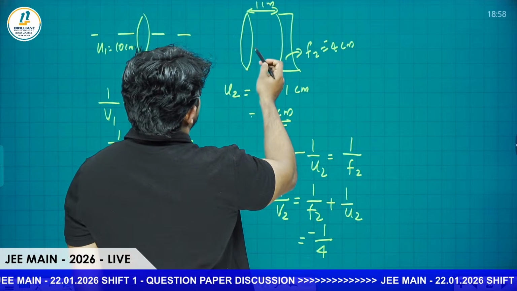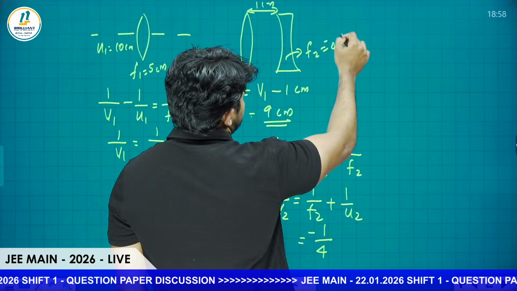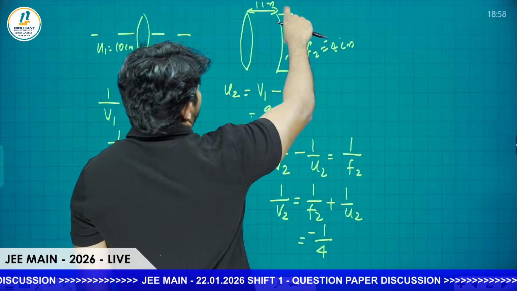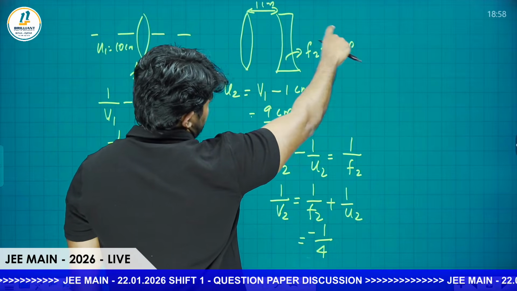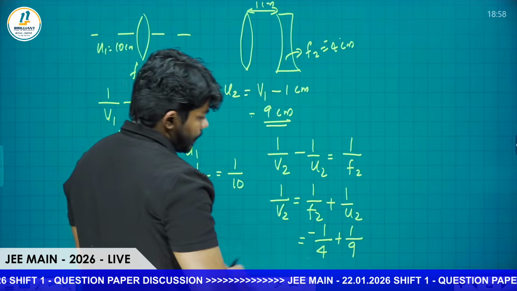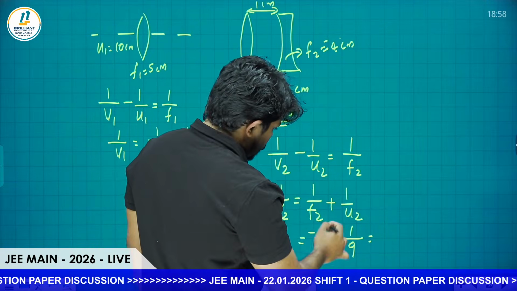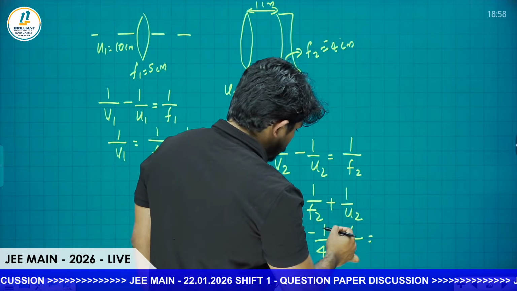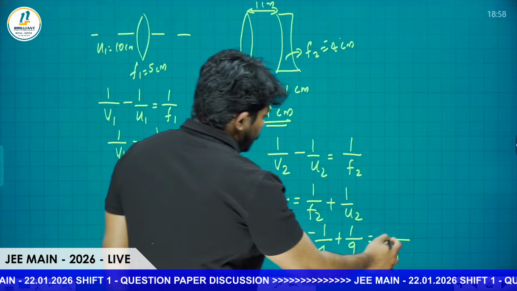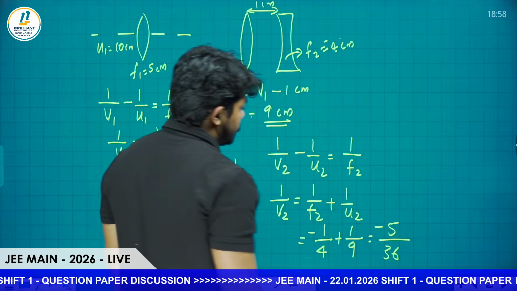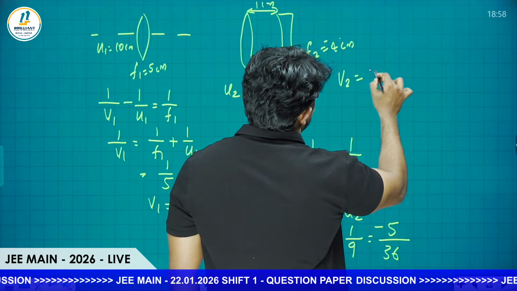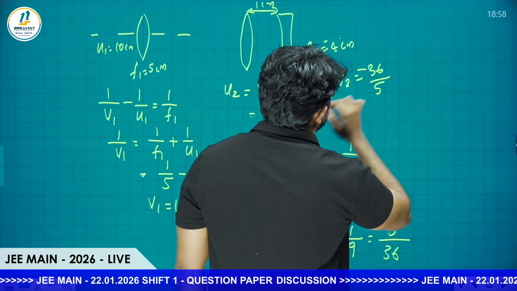Here the distance will be in this direction, right? Because we have to subtract, the object distance of the second lens will be on the right side. That will be 9 centimeter on the right side, so we don't have to put a negative here. Okay, so what will be the value? We get 36 in the numerator and 5 in the denominator, minus 5 actually. So V2 will be equal to 36 divided by 5.